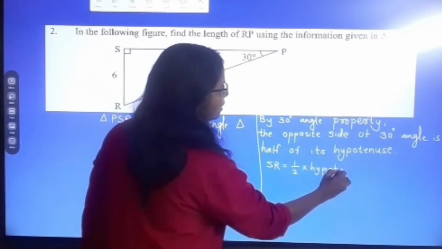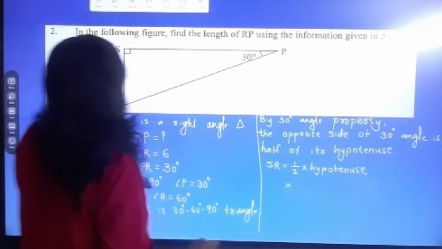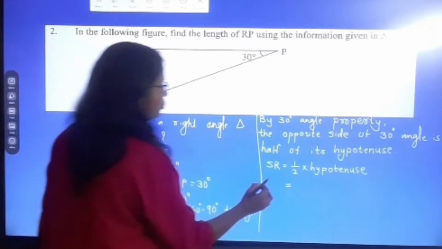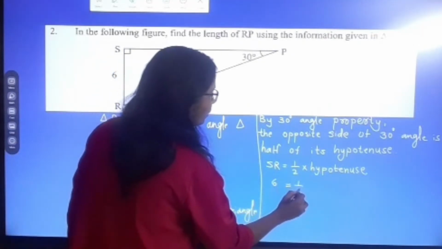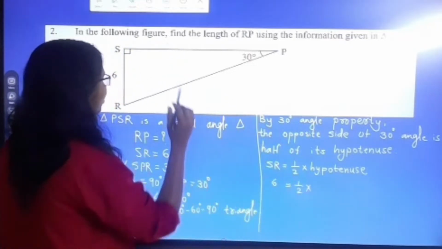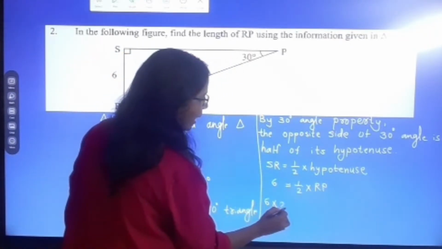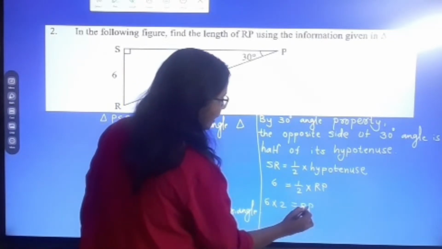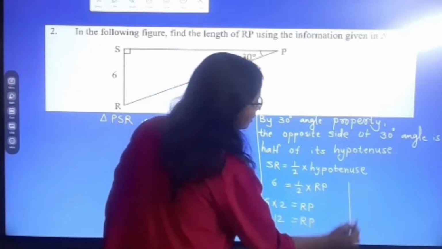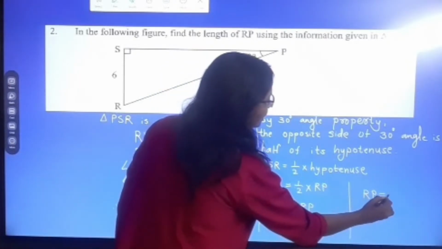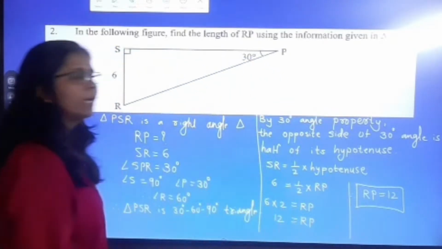So now, students, which one is the hypotenuse? The hypotenuse is RP. So I substitute SR as 6, which is equal to 1 upon 2 multiplied by the hypotenuse, that is RP. Now cross multiply: 6 multiplied by 2 is equal to RP. So 12 is equal to RP, and that means RP is equal to 12. Okay, so this will be our final answer.